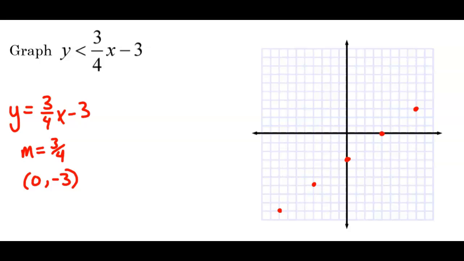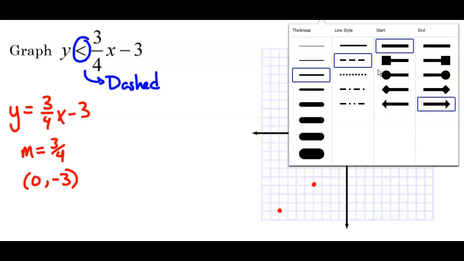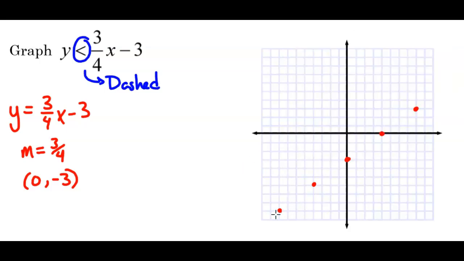Now we have to decide if we're going to connect those points with a solid or a dashed line. So look at our inequality sign. It's less than, a strict inequality. So we're going to have a dashed line. So I'll use my dashed line, make sure I have an arrow on both sides. So there's our line, and now we have to figure out where our solution set is going to be.